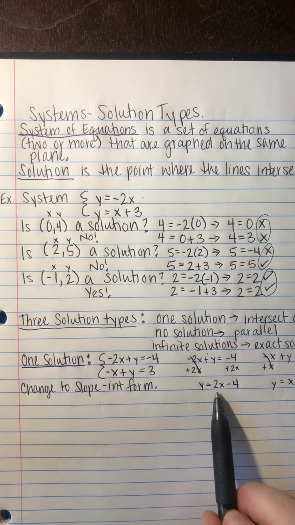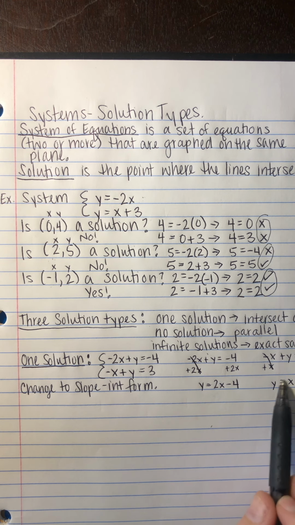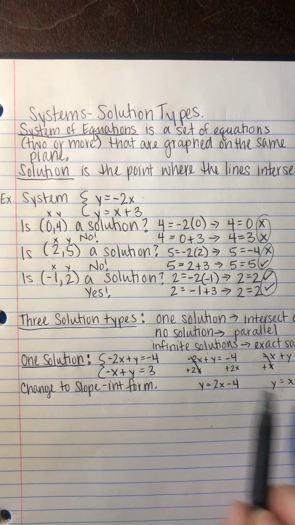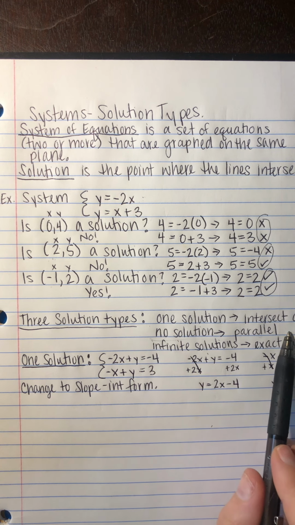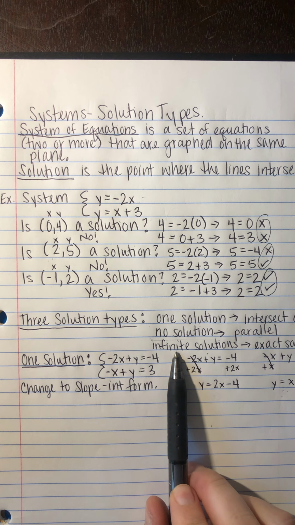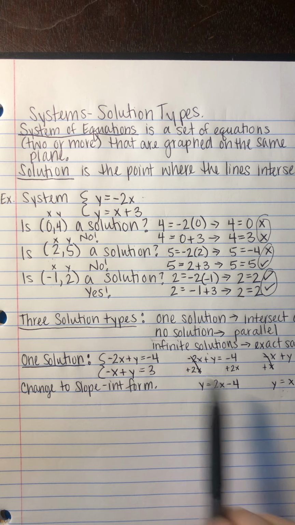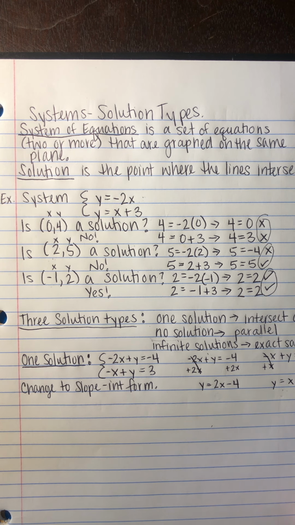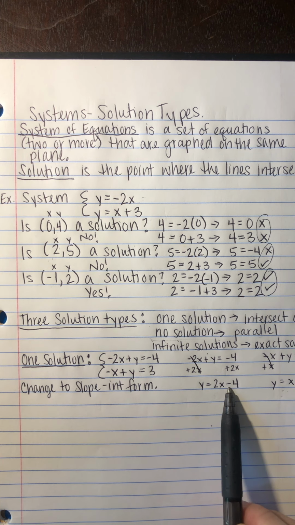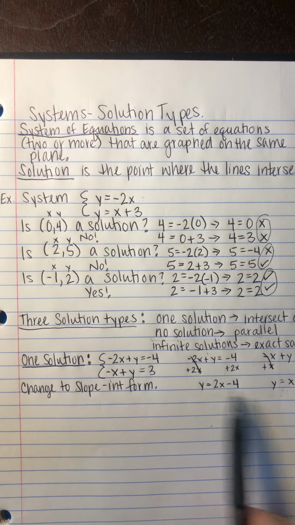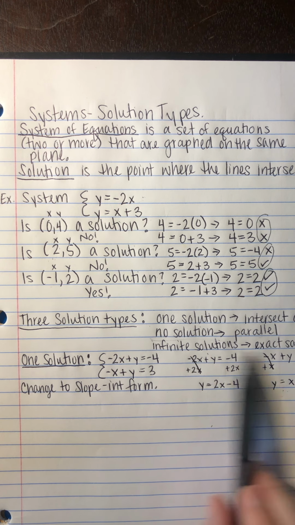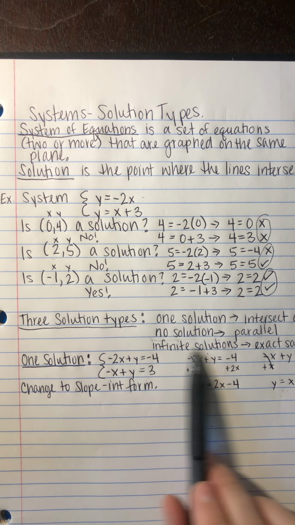Well, the answer is no. This one has a slope of 2, and this one has a slope of 1. So that tells us they are not this no solution one. Then you want to check and see if it has infinite solutions. So are they the exact same? Do they have the same slope and the same y-intercept? Well, if they didn't have the same slope, then we know that they can't be the same exact line. So this one's out too.